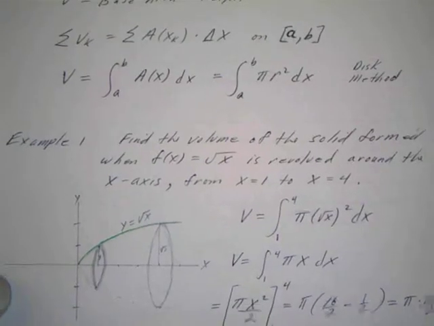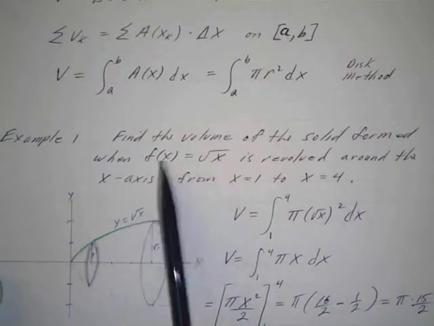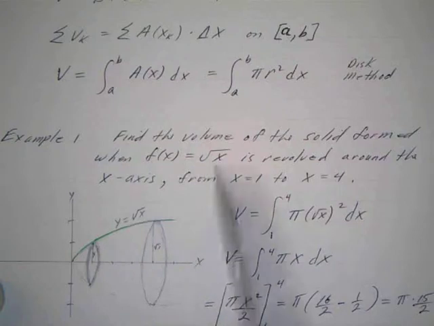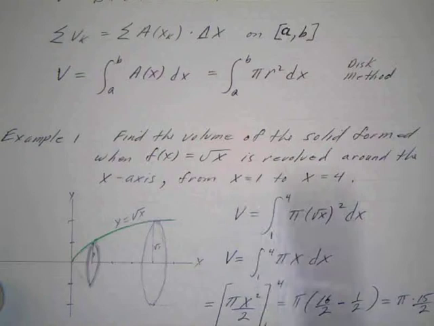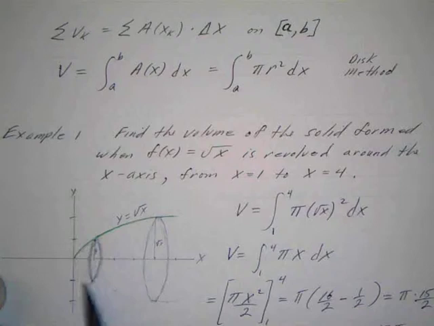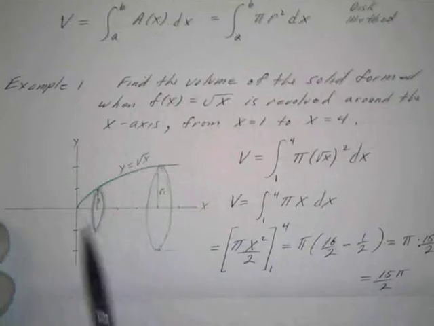So let's look at some examples here. Again, find the volume of the solid formed when f of x, which equals the square root of x, is revolved around the x-axis. So there's our good old John Travolta curve, and it's going to be from 1 to 4. So basically, again, the volume is just the base area. The area is a function of x.